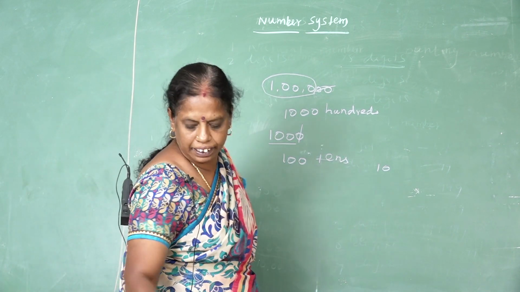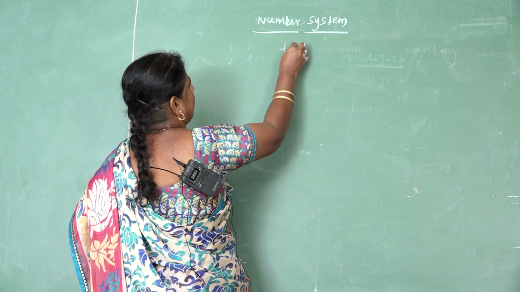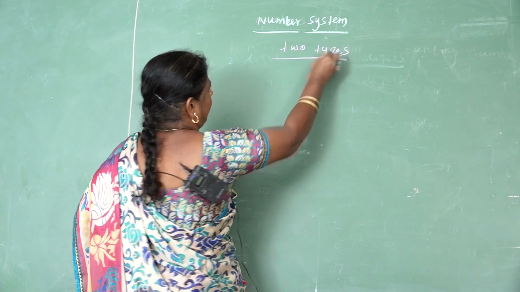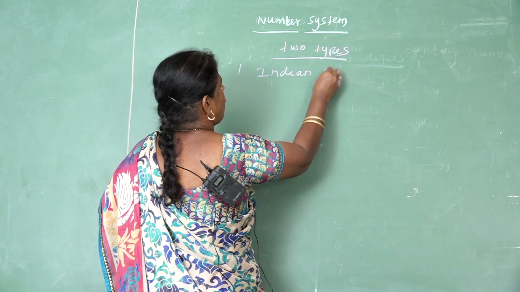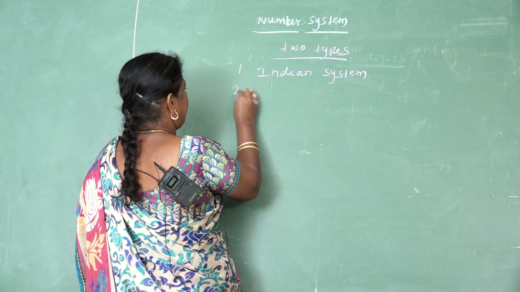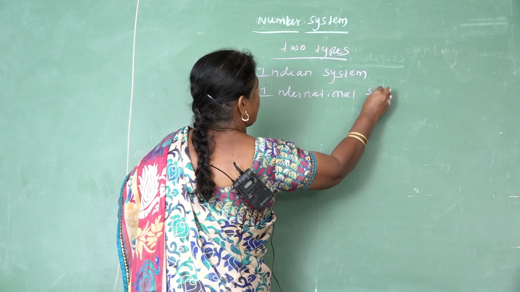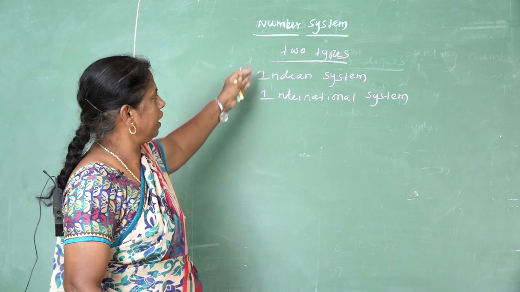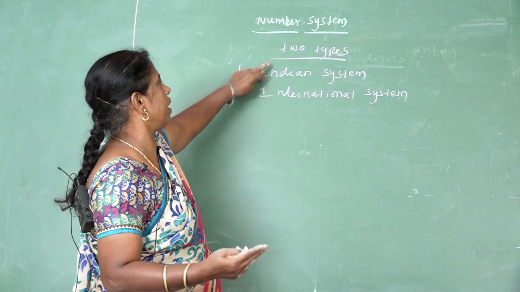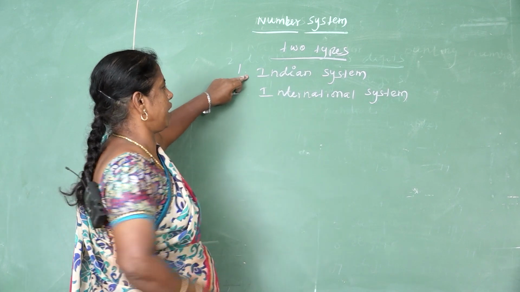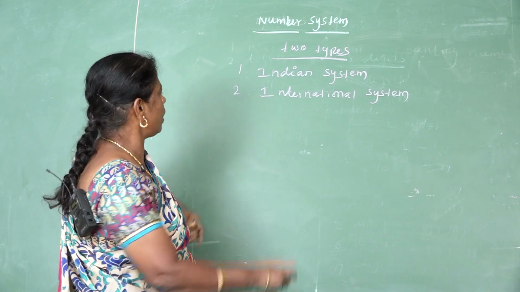Okay, so we move next. Number system. The number system has two types. One is the Indian system. Another one is the international system. Okay, children, there are two types of number system. How many types of number system? There are two types. One is Indian system. Another one is international system. Before that, we discuss periods.